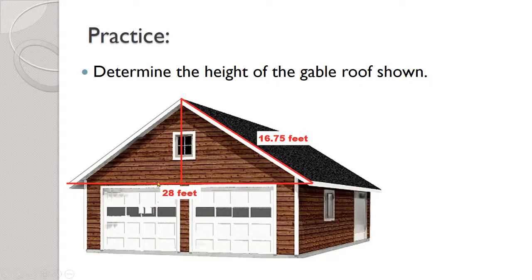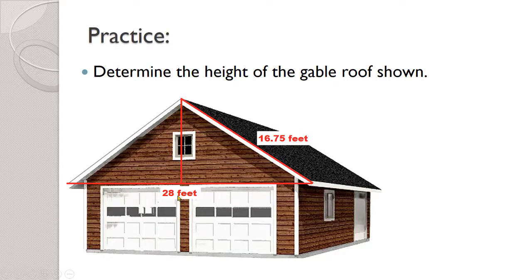Typical gable roof on a garage like this one forms a right triangle, and there's actually a lot of Pythagorean theorem used to build the roof on a house. I would like you to figure out what the height of this triangle is. The overall width of that roof is 28 feet, and the face of the roof is 16.75 feet. So I'd like you to figure out the height.